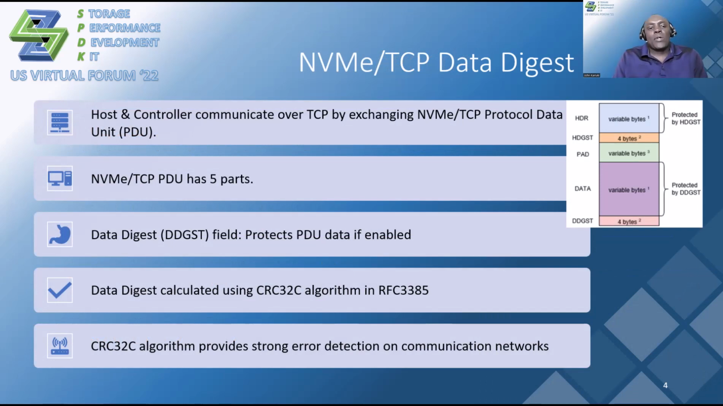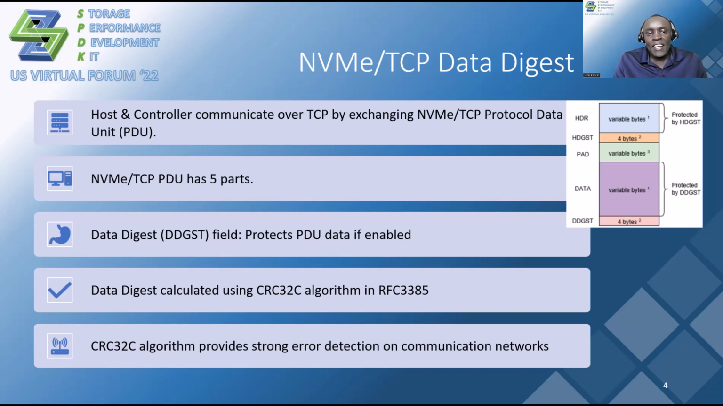So let's get started. Let's take a look at what NVMe over TCP data digest is. A host and a controller in an NVMe subsystem communicate over TCP by exchanging NVMe TCP Protocol Data Units, or PDUs. And the PDU can be used to transfer capsules, data, or control status information. As I'm showing here on the diagram to the right, the PDU can have up to 5 parts, and one of the parts is an optional data digest field that may be included or omitted based on either the PDU type and the values exchanged during the establishment of the connection.